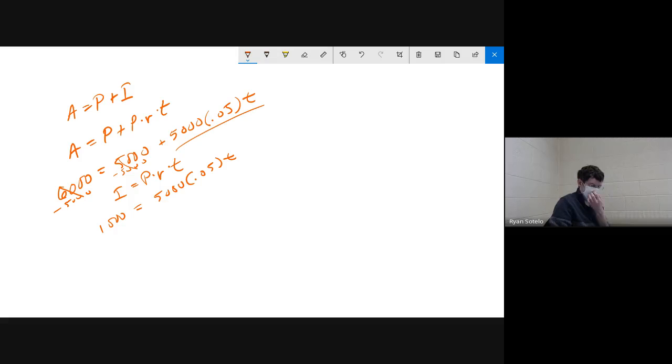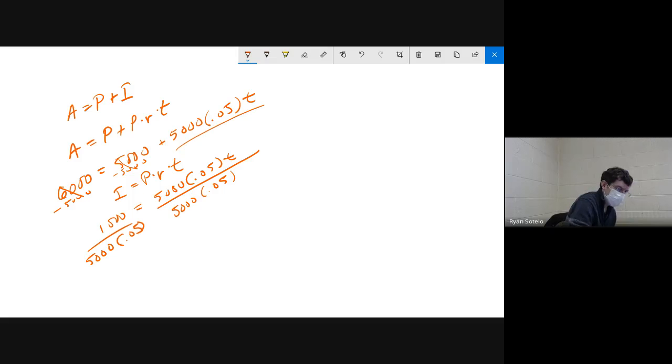So there you go. If I initially invest $5,000 at 5% interest, how long would it take to earn $1,000 in interest? That would end me up with 6,000 altogether. So to get T by itself, I just have to divide the things that are multiplying it. So I'd have to divide by 5,000 and 0.05. But in algebra, you always have to do the same thing to both sides. So that would get T by itself. And T would equal 1,000. I can cancel zeros.